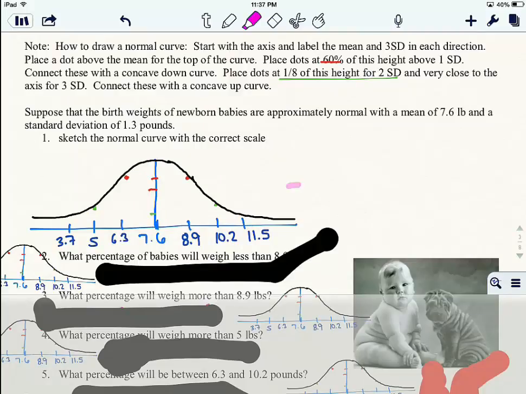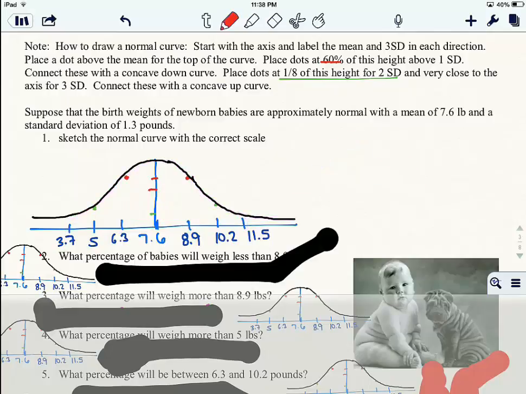Drawing a normal curve is really as simple as going like this, but if you wanted to be super accurate, you could follow this description. It says start with the axis and label the mean and three standard deviations. So I drew a line and spaced three standard deviations evenly apart. Then down the middle, I found 50% and then 60. The one standard deviation mark is at 60% of the height of the mean. The two standard deviation marks, I didn't do a very good job, are 1/8 of the height, and then the curve follows down below. But really that level of accuracy is never necessary.